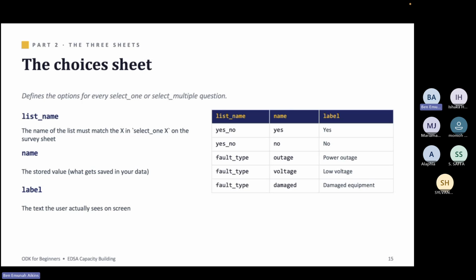Then in this case, under the name, we have outage. So outage will be one of the things that the users will be able to select. The user will also be able to select voltage, and also damaged. However, what the users will see will be power outage, low voltage, damaged equipment. But then what gets stored is the outage, voltage, and then the damaged. So that is the principle. This is how the choice sheet connects to the survey sheet.